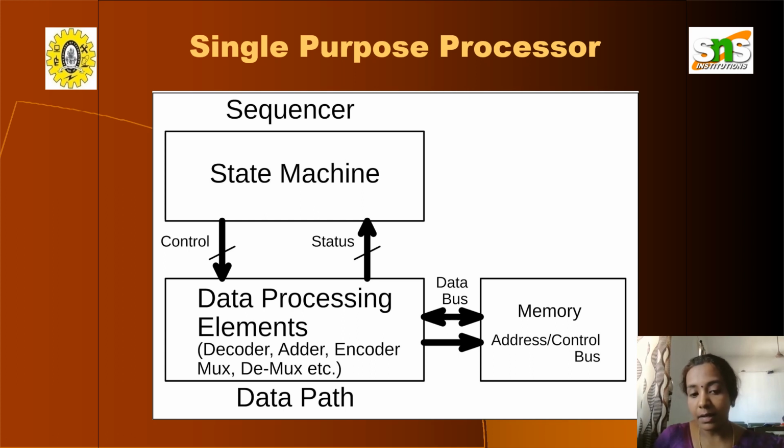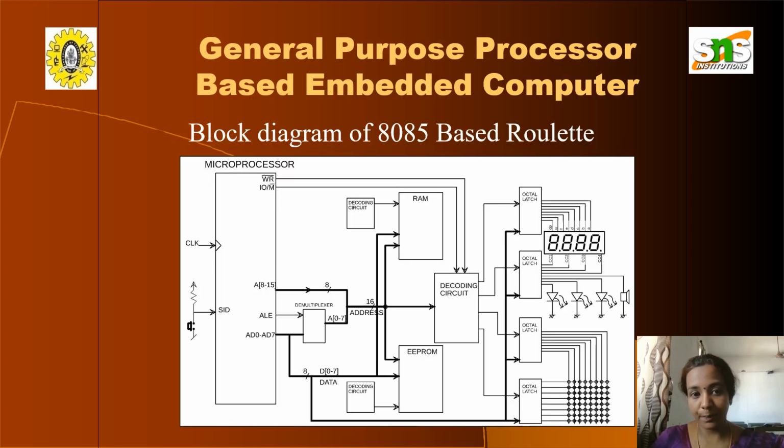So these data processing elements will send the data through the data bus to the memory. Inside the memory, we will be having the address bus and the control bus. So this is the main block diagram of the single purpose processor.